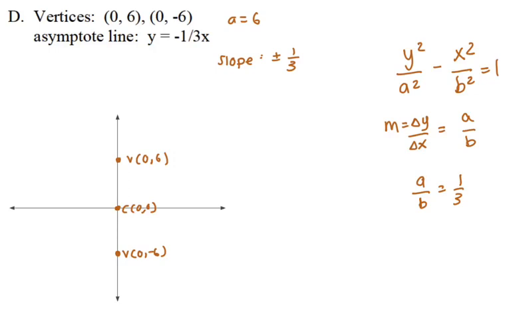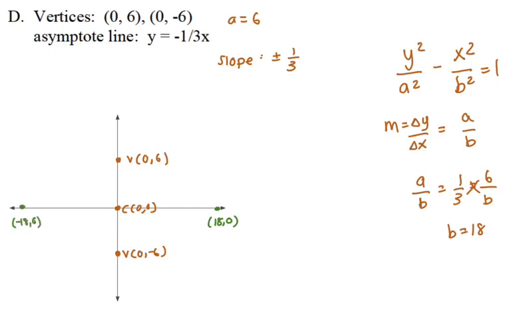What are we told though? We're told that a is 6. And I don't know what b is, so I'm going to set up a ratio and cross multiply. b is equal to 18 then. In order for the slope to be plus or minus 1/3 with an up and downward facing hyperbola, b must be 18. Given that information, we're going to go 18 units right and left of the center to get to that conjugate axis.